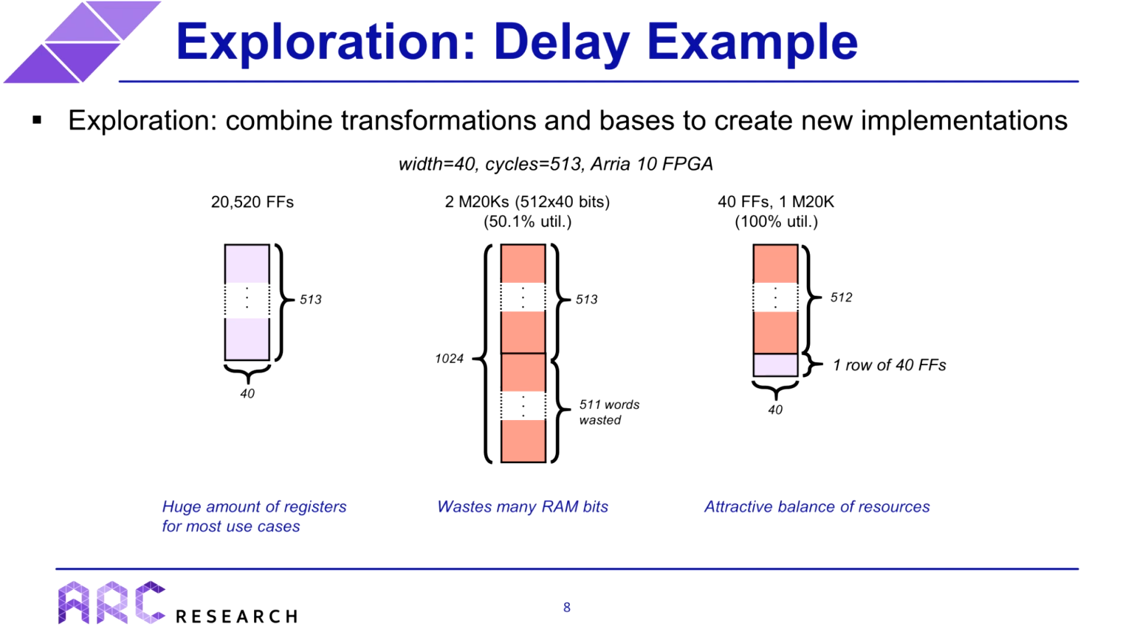So for larger delays, such as the one we're working with, the Explorer could also select a base implementation consisting of M20K RAM blocks, as shown in the middle. Although each M20K perfectly supports the requested width of 40 bits, the maximum depth of an M20K is 512 words, so to provide a 513 cycle delay, synthesis would need to allocate 2 of these, which yields a very poor utilization of RAM bits of just over 50%. So for any use case where you need to reserve RAM bits for other purposes, this particular implementation is going to be very problematic.